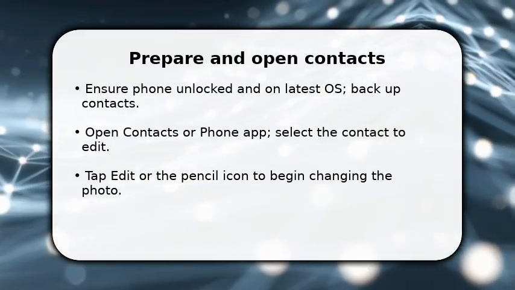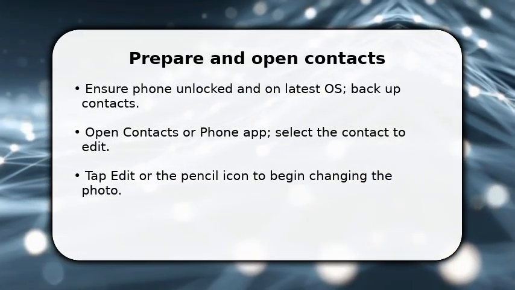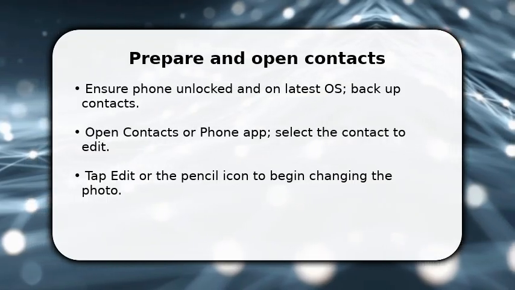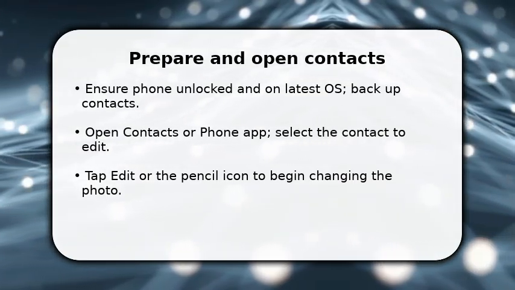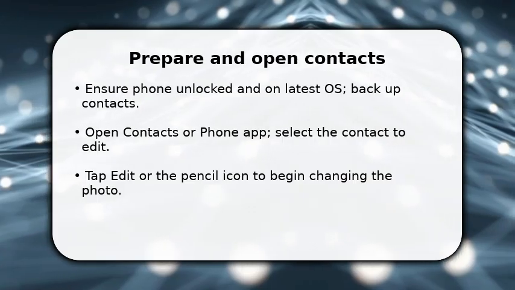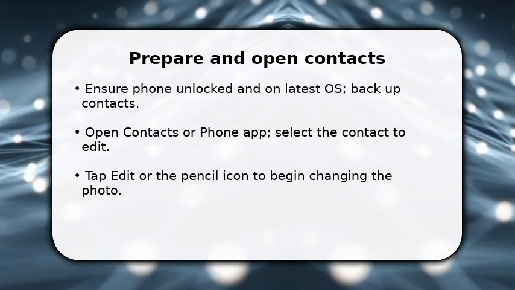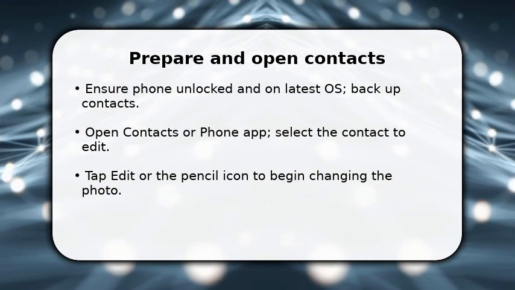Make sure you have the image ready in Photos or Files so you don't interrupt the flow. If prompted, grant permission to access photos. Doing this now prevents later permission pop-ups and keeps the process smooth. Now you're ready for the photo selection step.